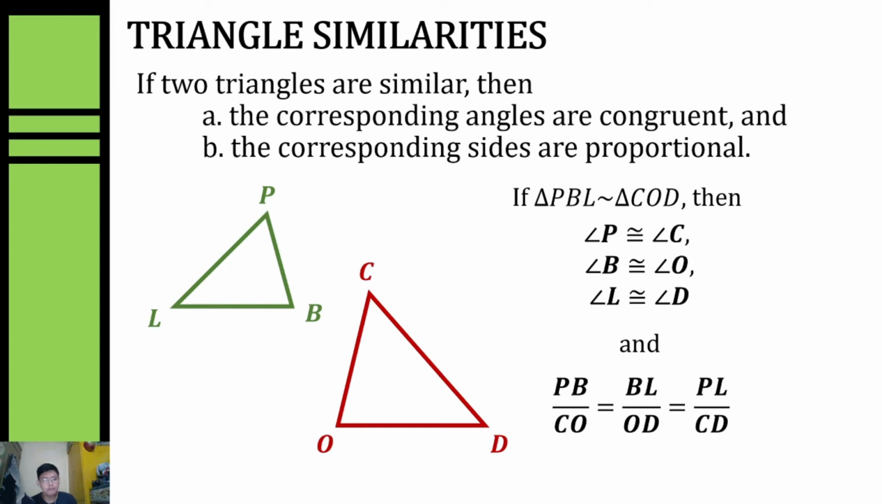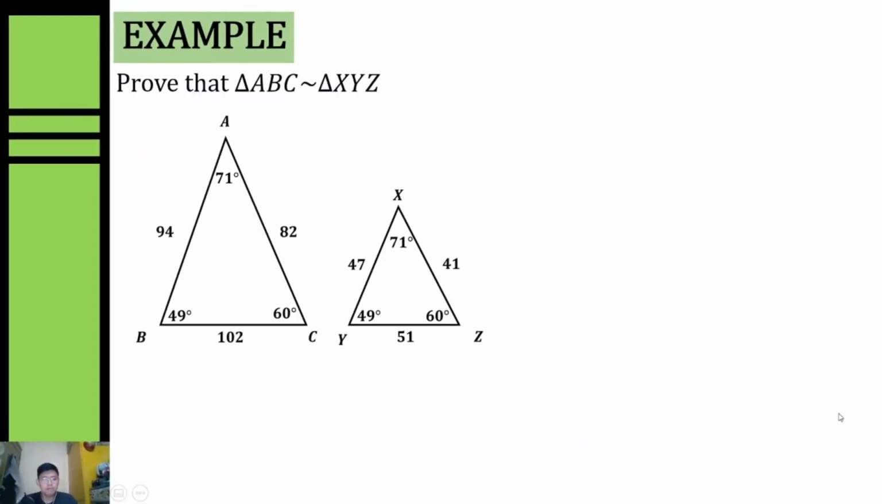So now let's have an example in identifying similar triangles. For example, we're going to prove that triangle ABC is similar to triangle XYZ, and we're given the two triangles with their given dimensions. Let's start first with the definition of similar triangles. If two triangles are similar, they must have corresponding angles that are congruent. So let's check if they have corresponding angles that are congruent.